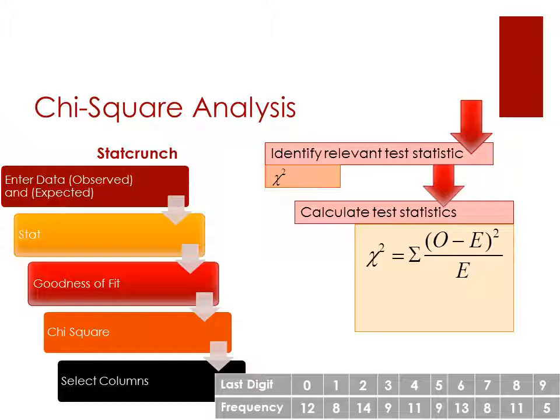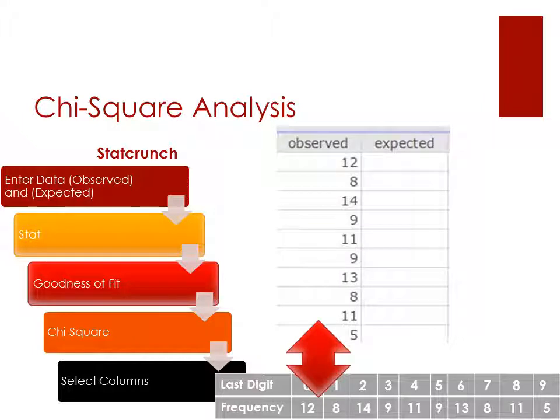So if we're going to be going in using StatCrunch, you're going to open this up. Now the first thing is we have to enter in our data, both our observed, and we have to calculate our expected before we can go any further. Okay, so since we have StatCrunch, here we have our observed data. Notice that matches up with the frequency we have here at the bottom.